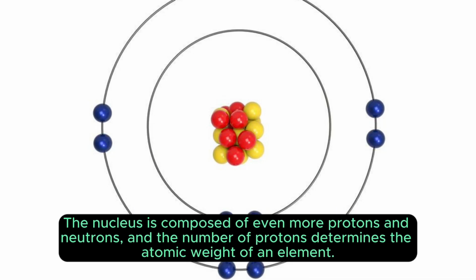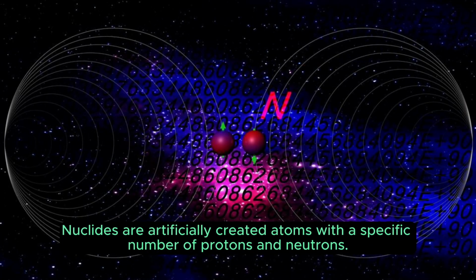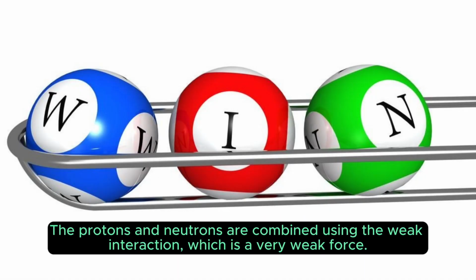The nucleus is composed of even more protons and neutrons, and the number of protons determines the atomic weight of an element. Nuclides are artificially created atoms with a specific number of protons and neutrons. The protons and neutrons are combined using the weak interaction, which is a very weak force.